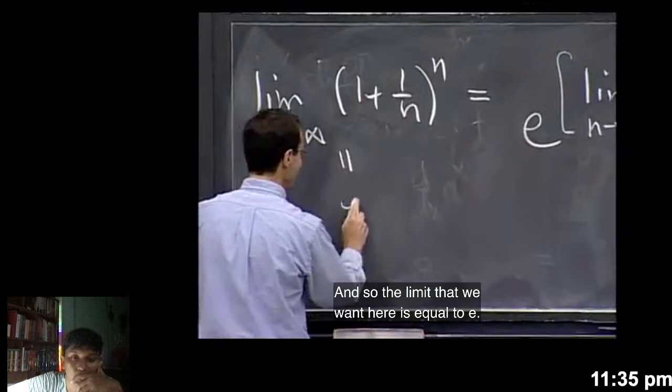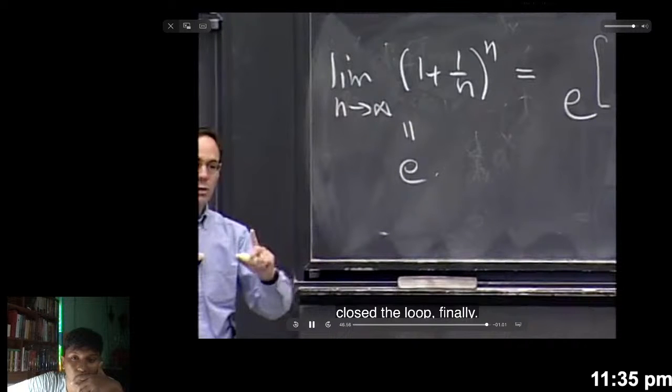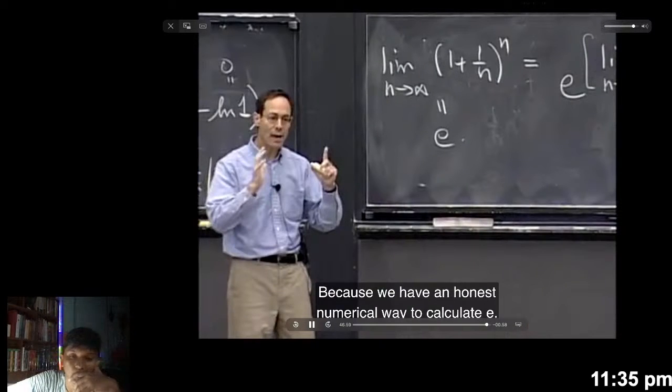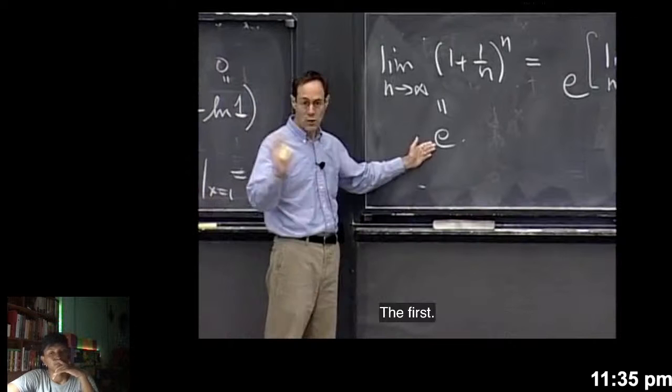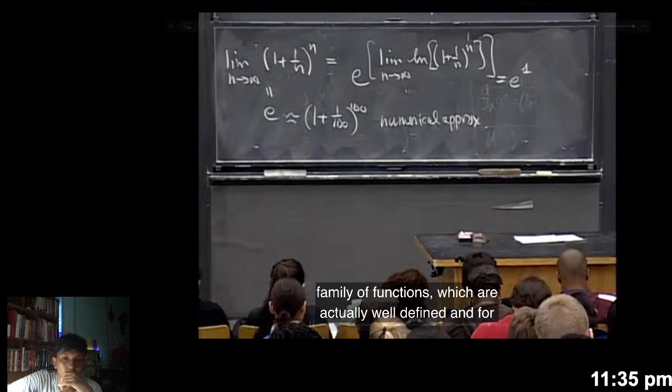So I claim that with this step, we've actually closed the loop finally, because we have an honest numerical way to calculate e. Of course, there are many such ways, but this one is one for which we have practical methods to calculate. Okay, so see you next time.